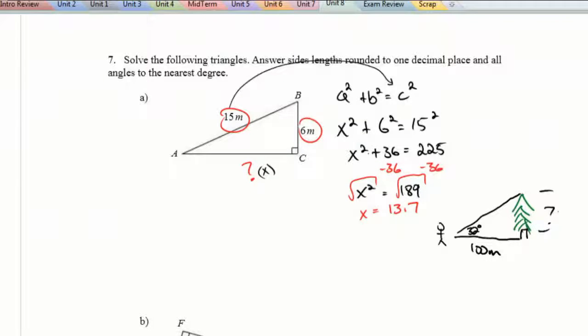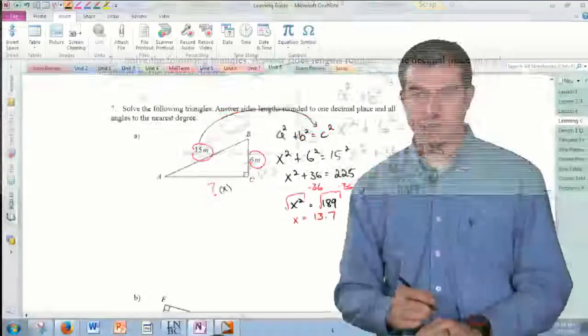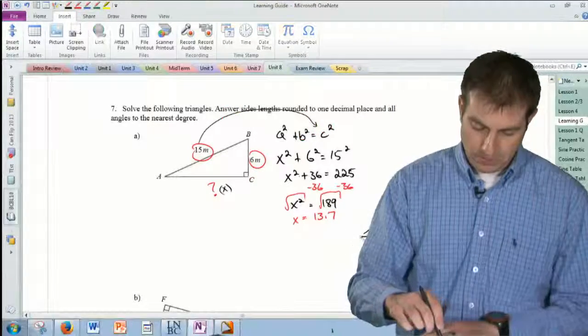So even though the tree isn't a triangle, I made a triangle with my position next to the tree, and I could see the angle at the top of the tree, and I didn't have to climb the tree. It was a really big tree, and that's how we do it.